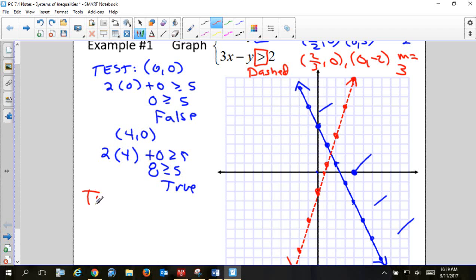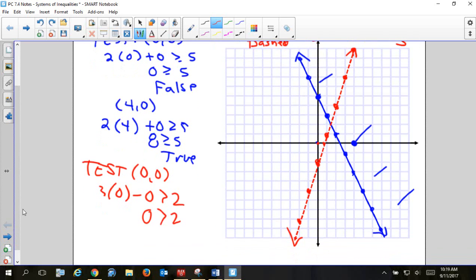And then I have to test a point not on the red line, on the side. And 0, 0 is not on the red line, so I can test that one also. So I'll do 0, 0. 3 times 0 minus 0 greater than 2. So I have 0 is greater than 2. Is that true or false? 0 greater than 2? False. So that means I do not shade 0, 0. So I'll be shading this side away from 0, 0.